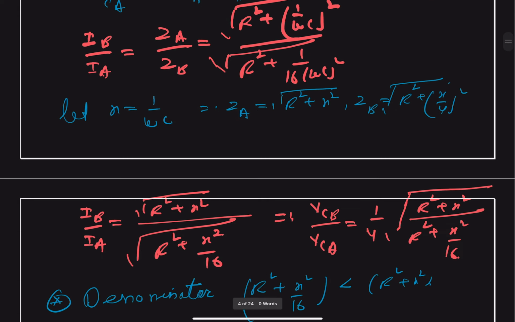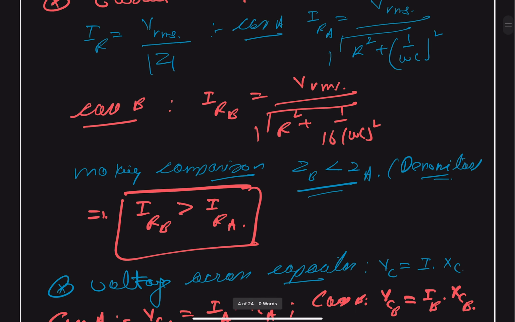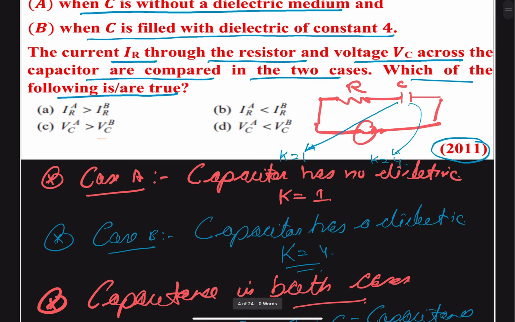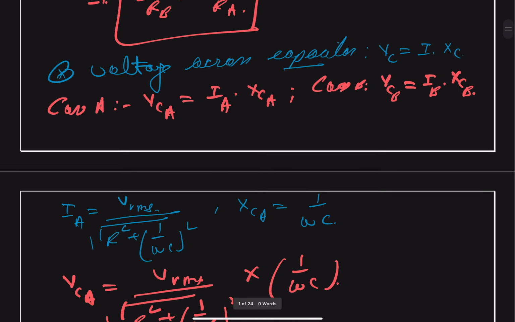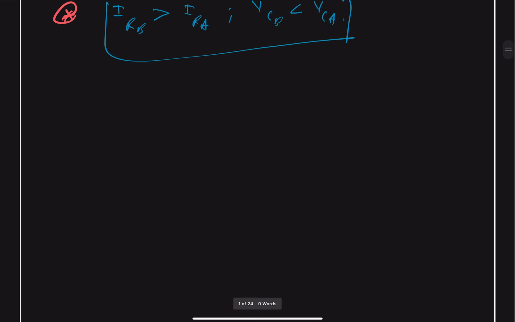So the option that we have, IRB is greater than IRA, so option number B is correct. IRB is greater than IRA, and we have VCB is greater than VCA. So option number B and D are correct.